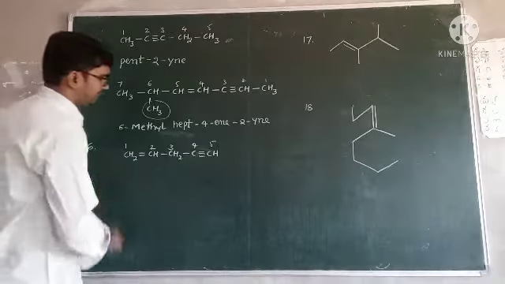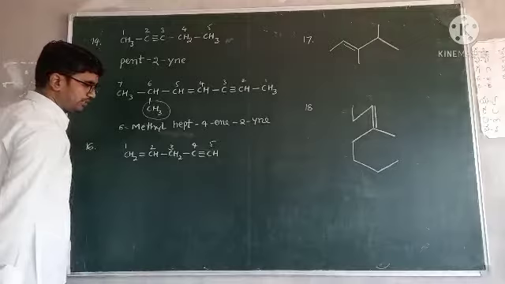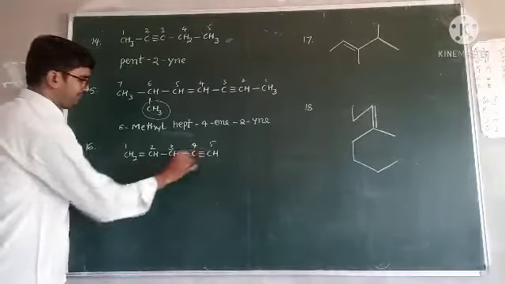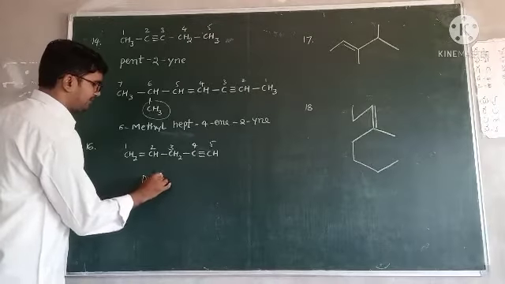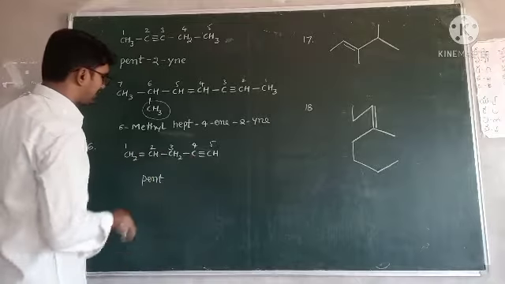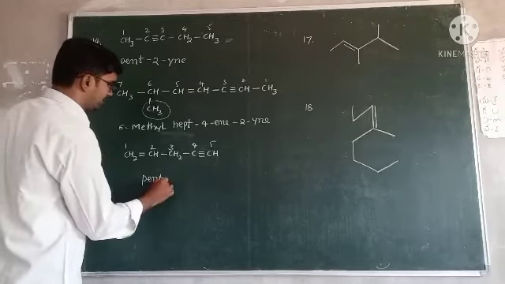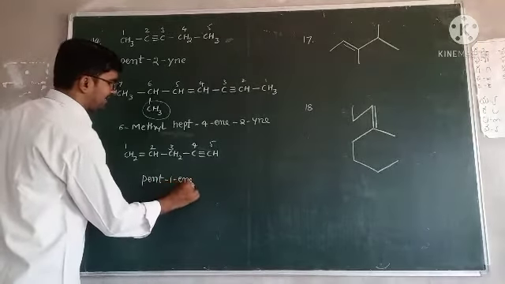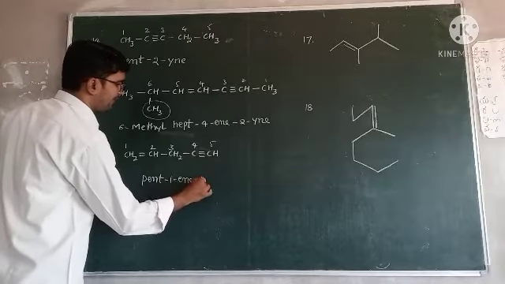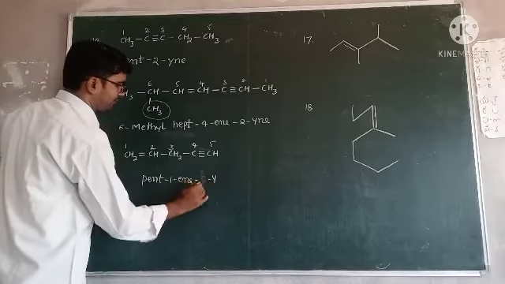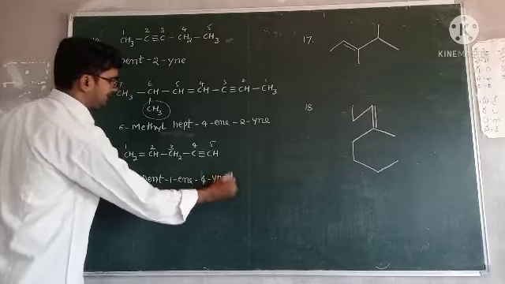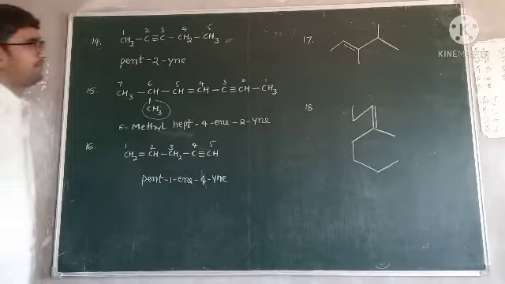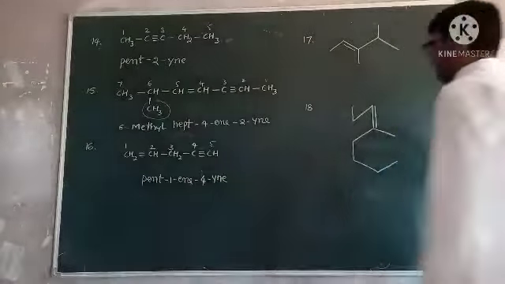Next one, 16th one. Here there is no substitutions, only number of carbons 5, so pent. Next, bond type, double bond, triple bond both are present. Double bond at first position, so 1-ene. Triple bond at 4th position, 4-yne. Sorry, 4-yne. So 15, 16 also completed. Now come to the 17th one.